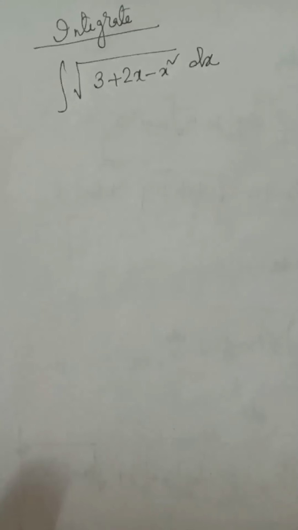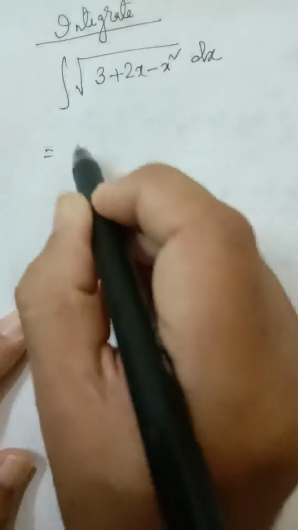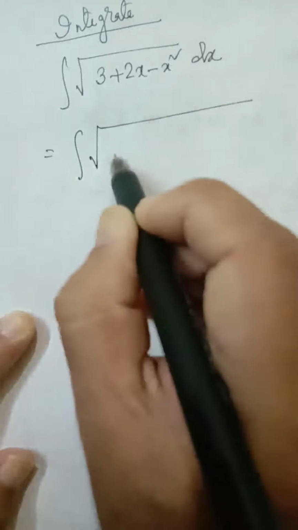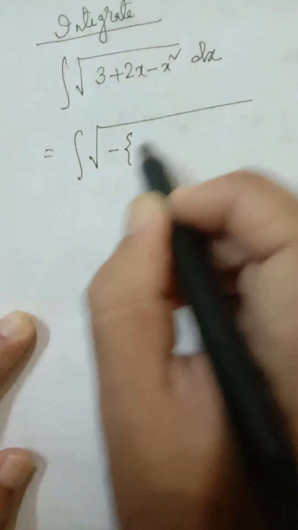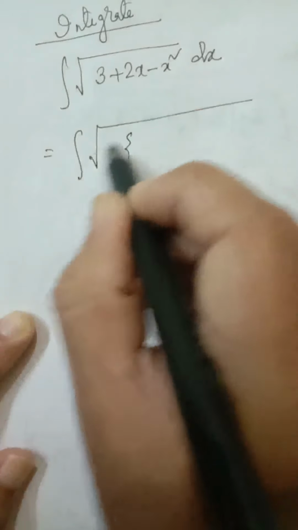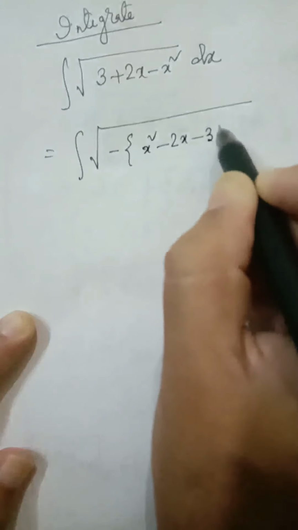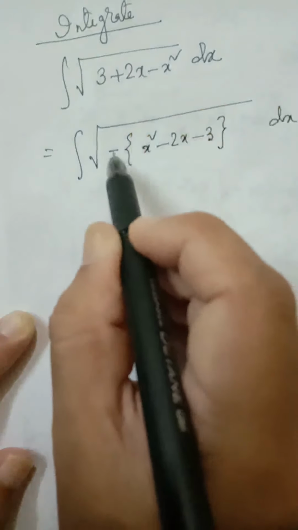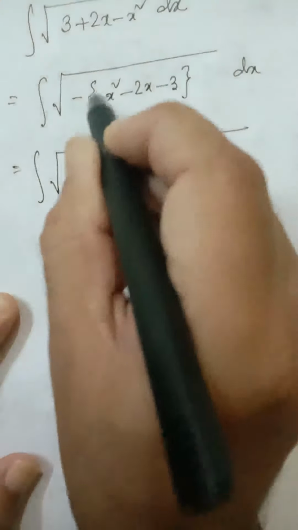Next question is to integrate root over 3 plus 2x minus x square dx. Again, like the last question, we have to make it a perfect square. For that, first of all, we'll take common the coefficient of the highest power of x, that is the coefficient of x square, but within the root over sign. We cannot take the minus sign outside the root over sign. So minus of x square minus 2x minus 3. We have taken the minus sign common, but we cannot write the minus sign outside the root over sign. Okay, now we have to make this a perfect square.